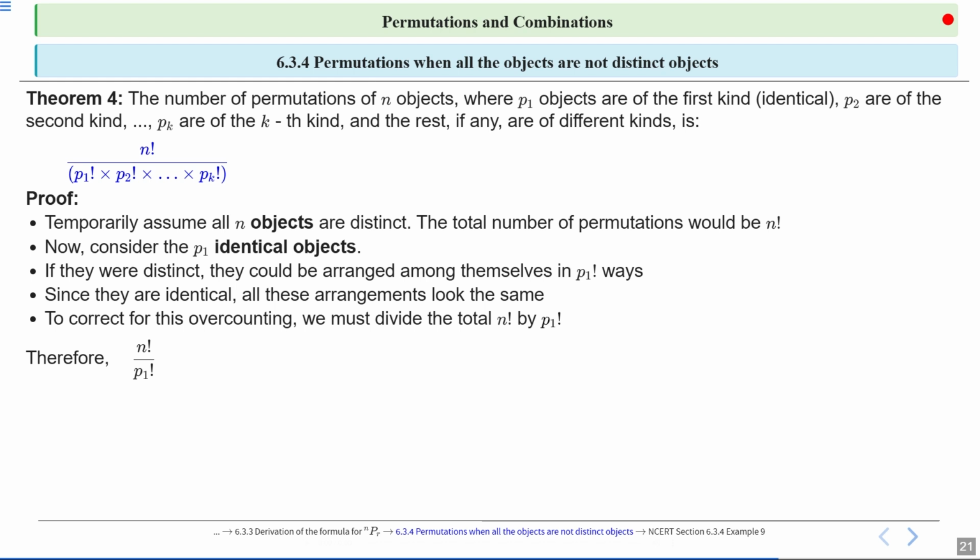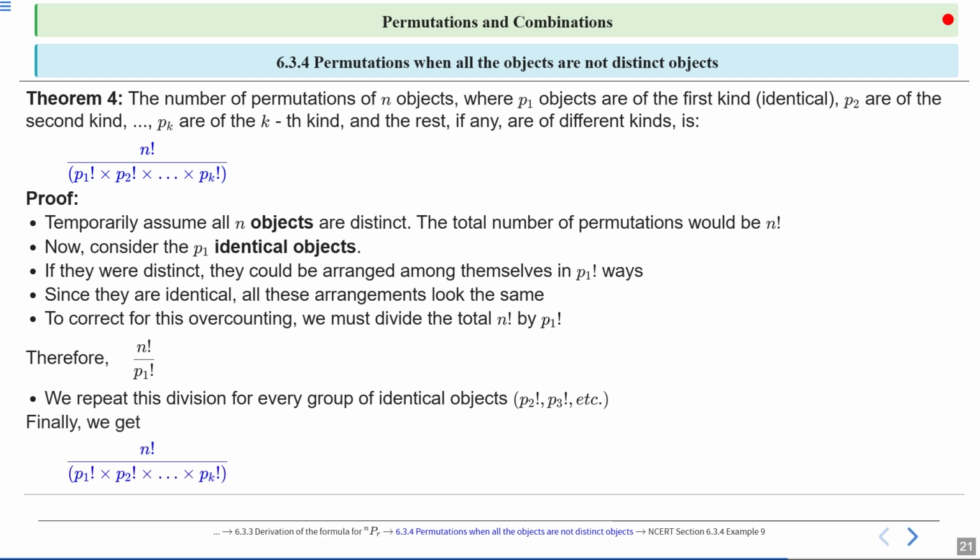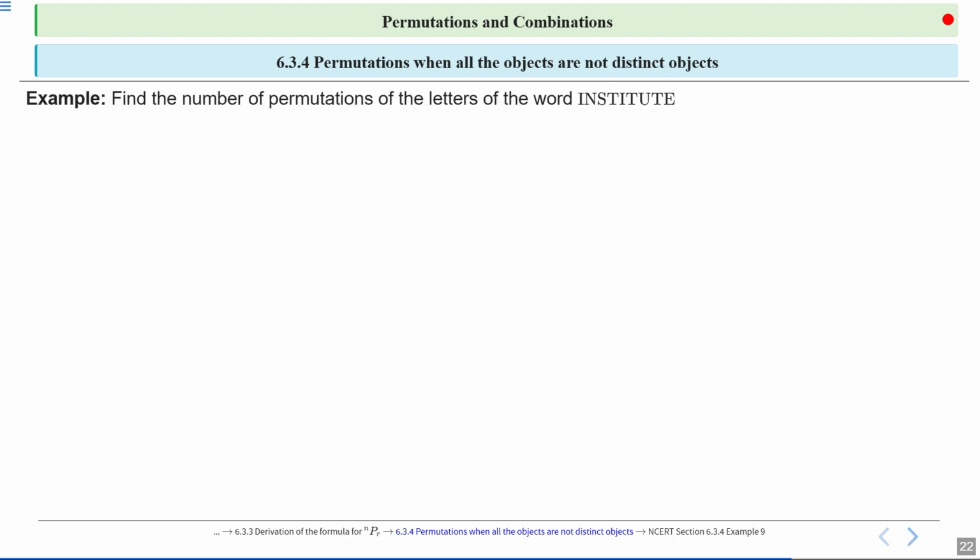Therefore, n factorial upon P1 factorial. Okay, so we have the formula for permutations: n factorial upon P1 factorial. We repeat this division for every identical group, like P2 factorial, P3 factorial, etc. Finally, we get the final formula: n factorial upon P1 factorial into P2 factorial into dot dot dot Pk factorial. Okay. Now let's look at an example.